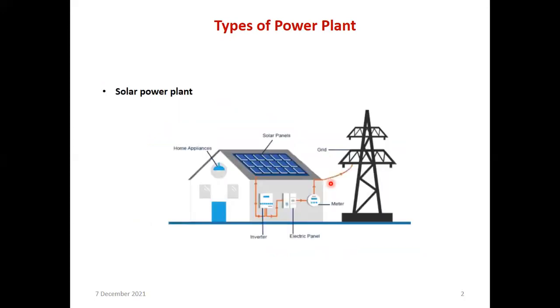And the final one, obviously, is the solar power plant. This is self-explanatory: solar panels connected to a grid, which can be used for home appliances.